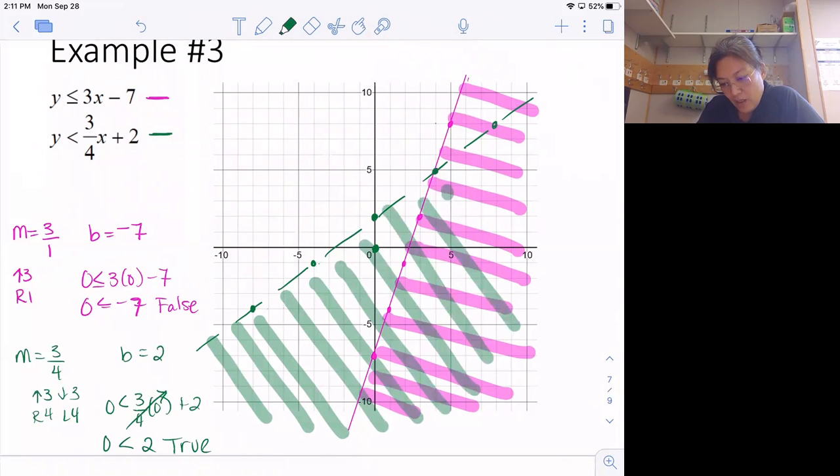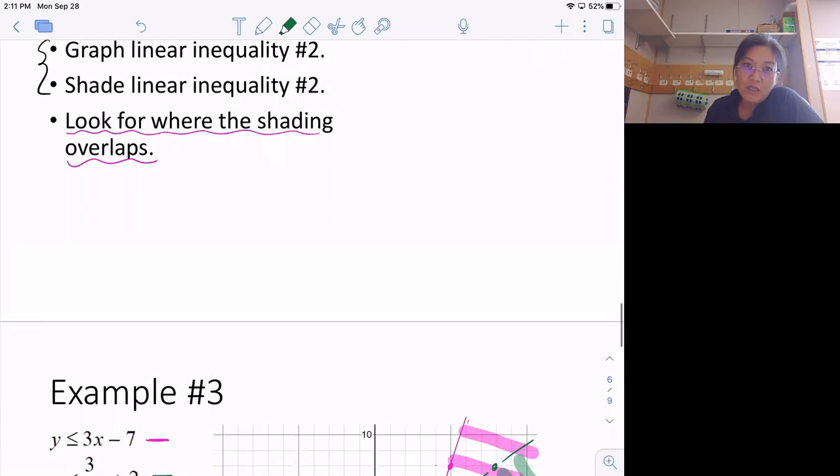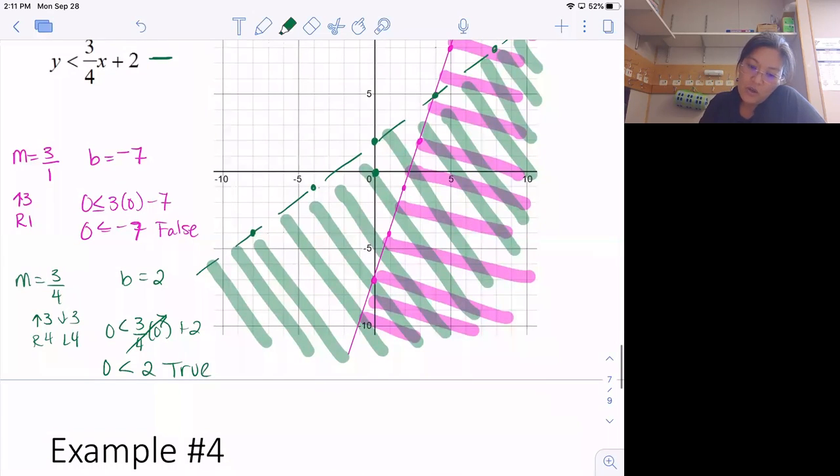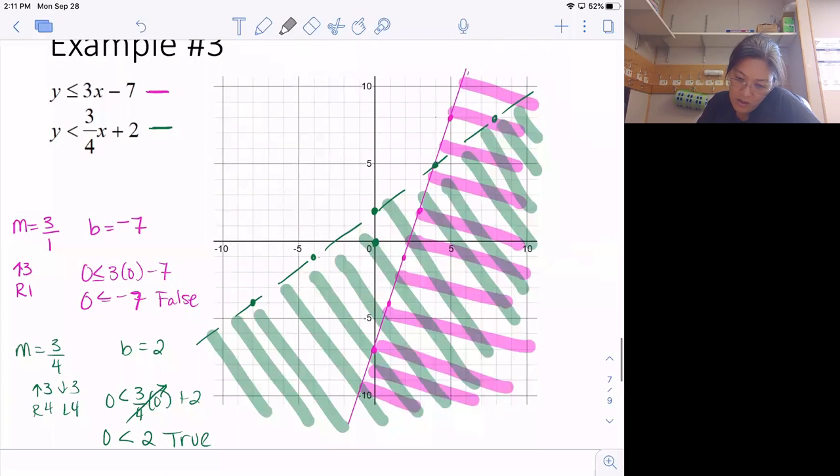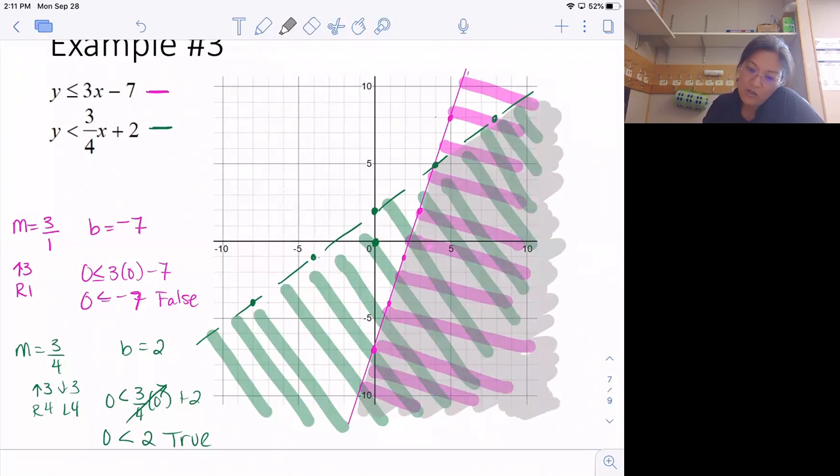Now, the last step of this was to look for where the shading overlaps. So I can see the overlapping along this boundary, right? Along this boundary. And all of this is where it is overlapped. So where it's overlapped is a solution to the system of inequalities, because that means there's more than one solution. There's a whole gaggle of solutions.